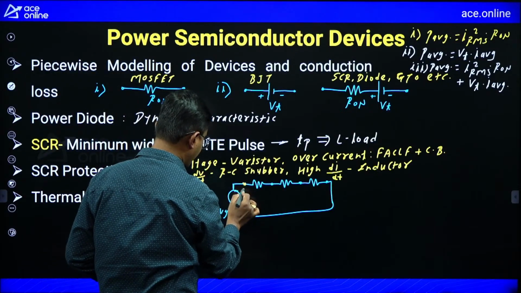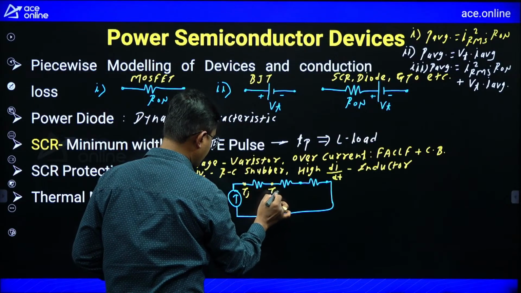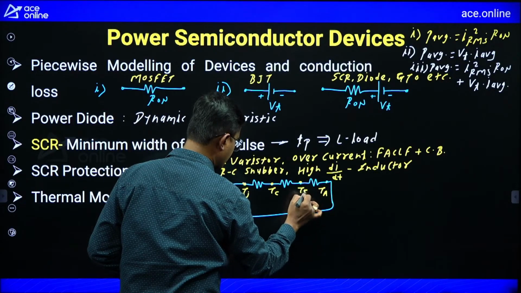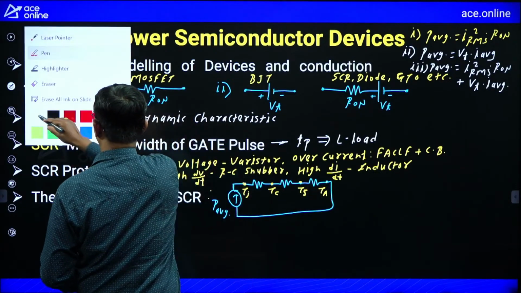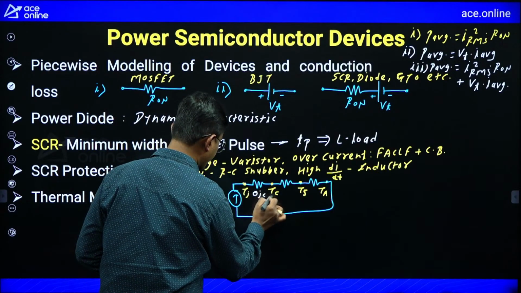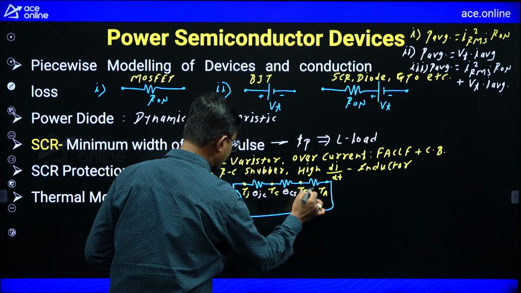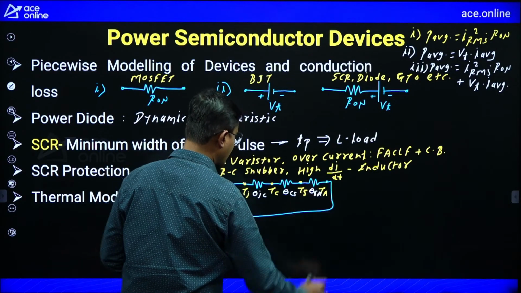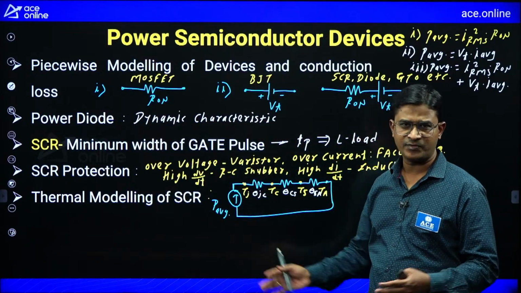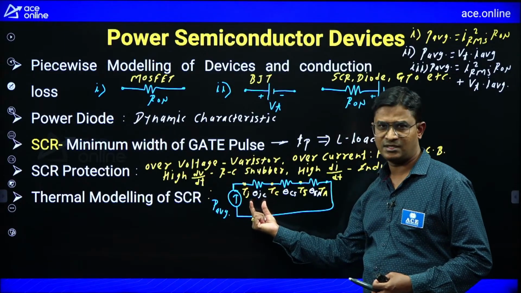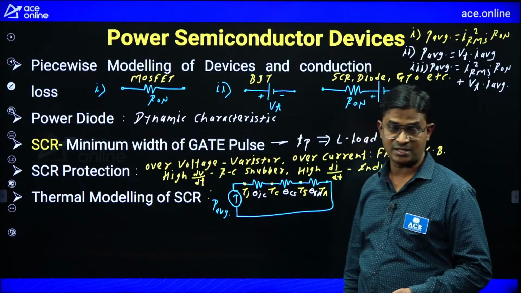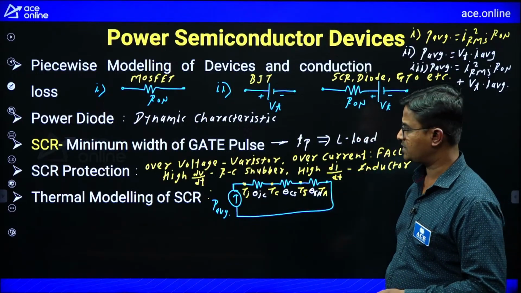This is TJ, TC, TS and TA, and the thermal resistances between junction and case, theta JC, then theta CS and theta SA. Only this circuit is important. From this circuit you can easily write the expression for P average. P average is the temperature difference upon the thermal resistance or thermal impedance. So this circuit is the thermal modeling of SCR, and you can expect a question on it.